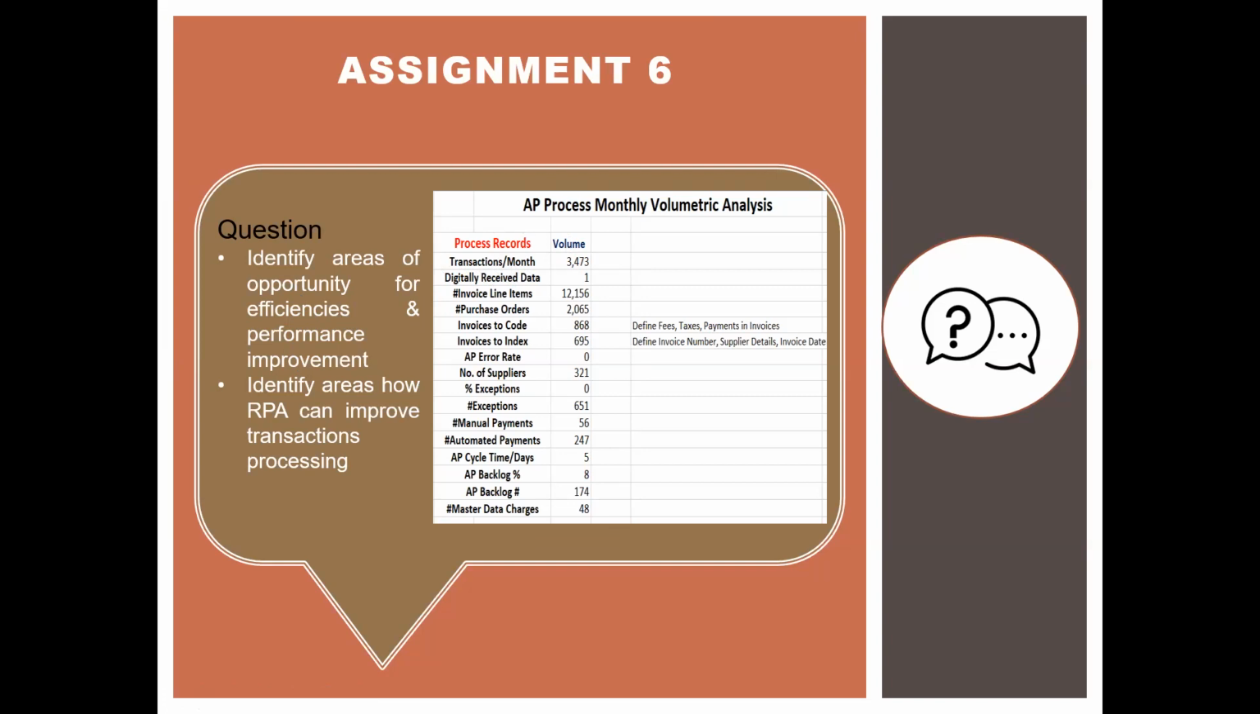And also identify areas where RPA can improve transaction processing. Let's say here you see transactions processed per month is 3,473. So based on all this data, can I do an automation? Or what are the areas that I should deal with to increase this transactions per month to a higher number? Since it is currently done by a team of humans, their maximum volume is 3473. If my target is to reach 5K or 10K, what are the areas that I should consider to have this process automated? So that's the assignment.